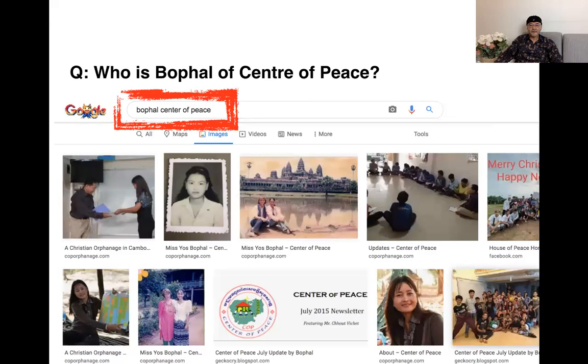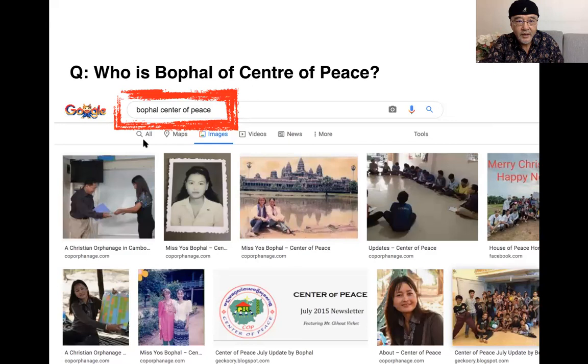Then these are the images. When you do a Google search, for this one you don't have to do a Google Scholar search, because she will never come out in any of the Google Scholar results since she never wrote anything, right? So in this case, Google search is better than Google Scholar search. So on Google search, I type Bhopal Center of Peace.